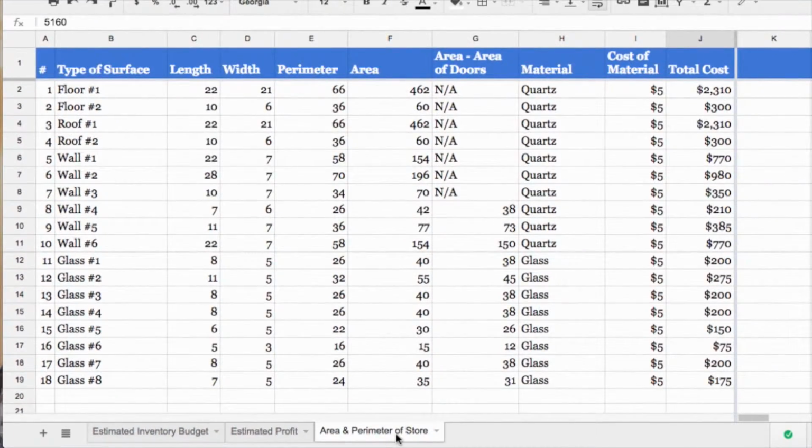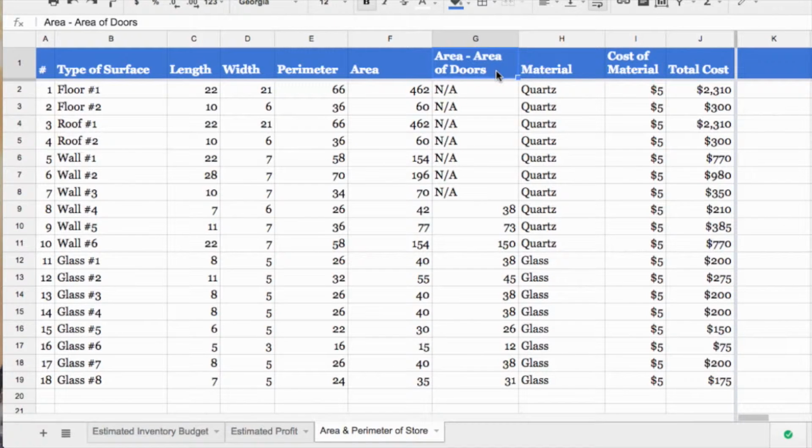One by one, I found the area of each wall and multiplied the area with the cost of the material used. Here's an example. Wall number 1 is 22 meters by 7 meters, with a perimeter of 58 meters and the area of 154 meters squared. The material of the wall is quartz, which costs $5 each squared meter. I used the area and the cost of the material to find the cost of the wall, which was $770.